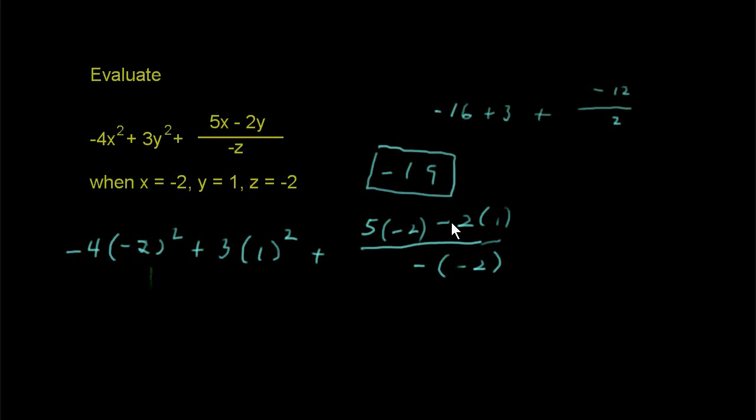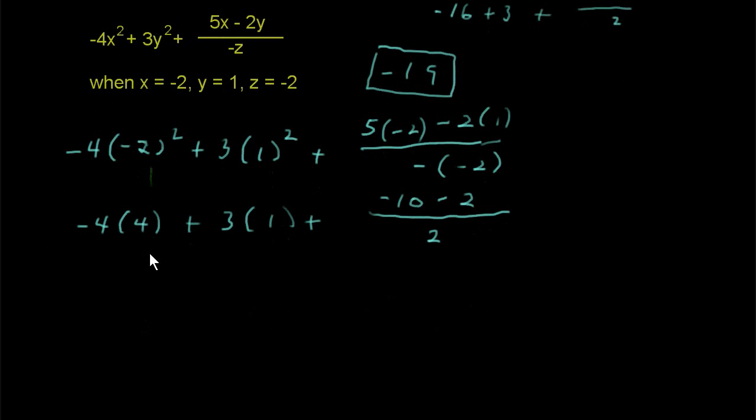Okay, once again, I probably should work on this fraction, the numerator and denominator separate, but we can do more than one thing at a time here. Negative 2 squared is 4, so we have negative 4 times 4. We'll work that out in a second. And we have 3 times, and 1 squared is 1. Plus, let's work on this fraction. In the numerator, 5 times negative 2, that would be negative 10. And then subtract 2 times 1, so I can just put subtract 2 there. The opposite of negative 2 is positive 2.